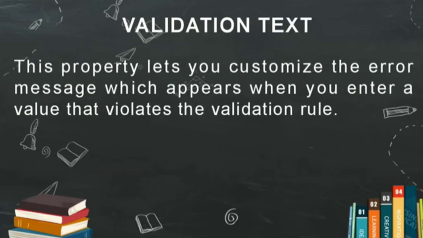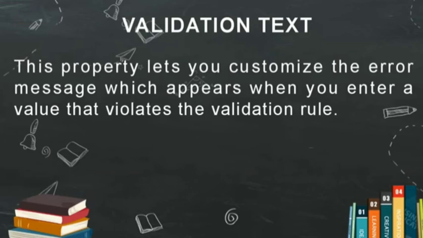displayed. Now the next property is validation text. This property is used with the validation rule property. This property helps us to define the error message which is to be displayed on the screen when the validation rule is not met while entering data.